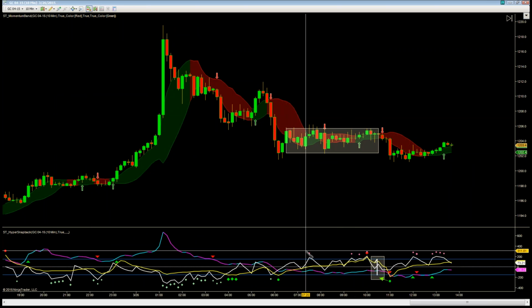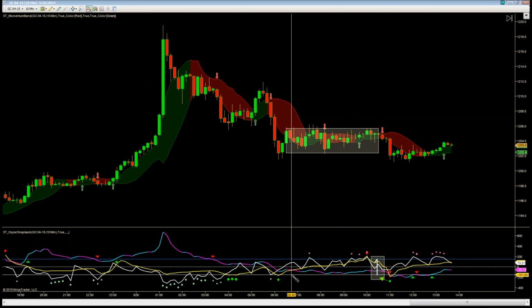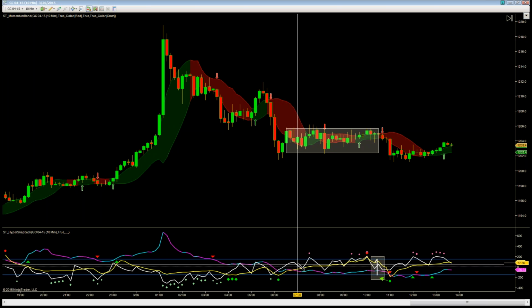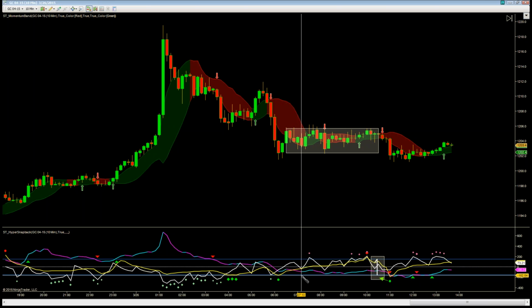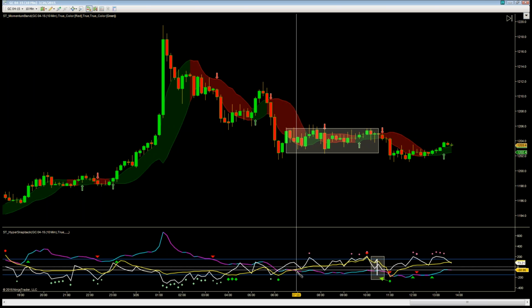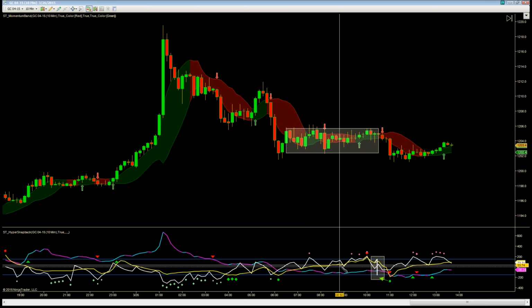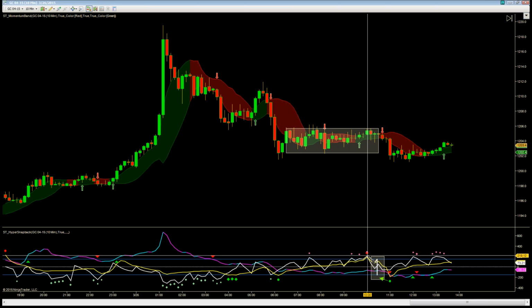Right here, like I said before, we know when not to be in the market. This will save you so much grief, understanding that when we have the white, the yellow, and the blue and magenta within our 150 plus and 150 minus, that we don't trade. And it's very simple. Oh, look, here we have a hyper snapback down.